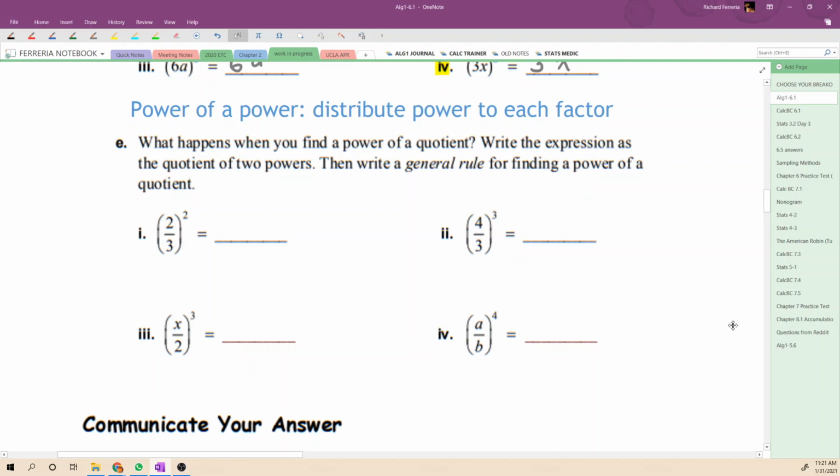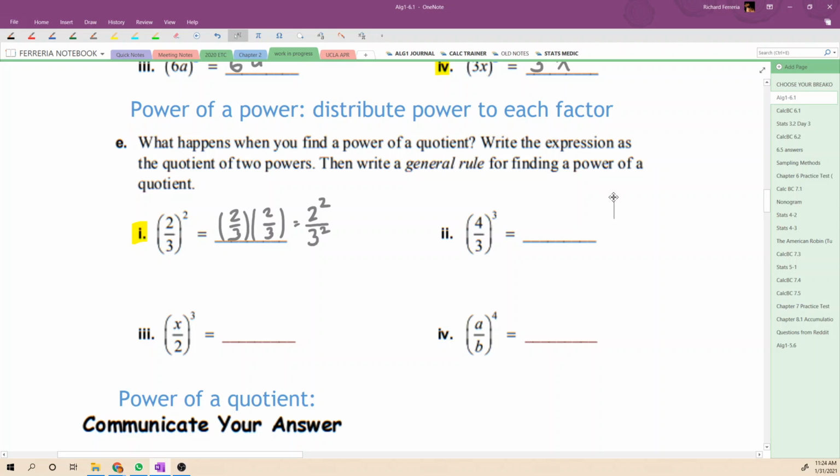Now the last one we're going to look at is the power of a quotient. Looking at number 1, we have 2/3 to the second power. Since it is the power of a parenthesis, we're going to write the parenthesis 2 times, and then we just fill in that parenthesis. My numerator here is 2, and I've got 2 of them, so 2 times 2 is 2 squared.